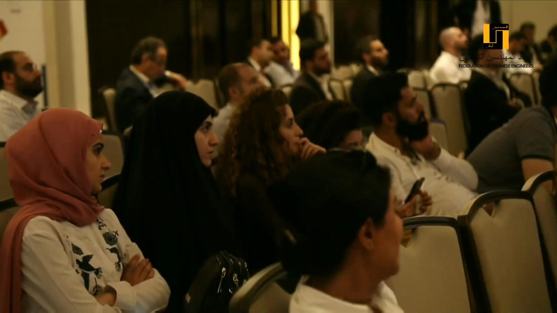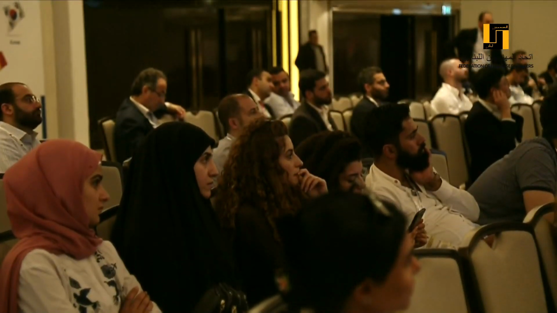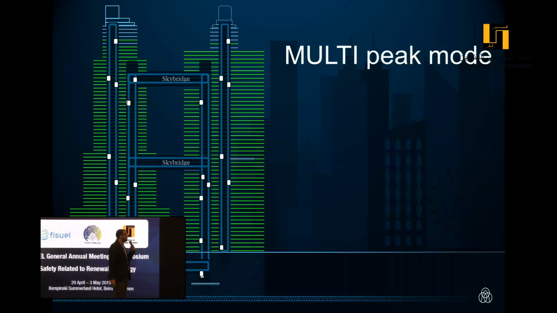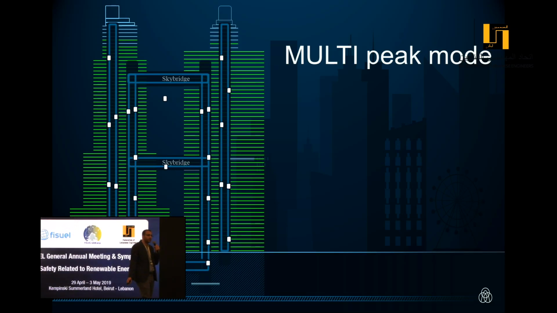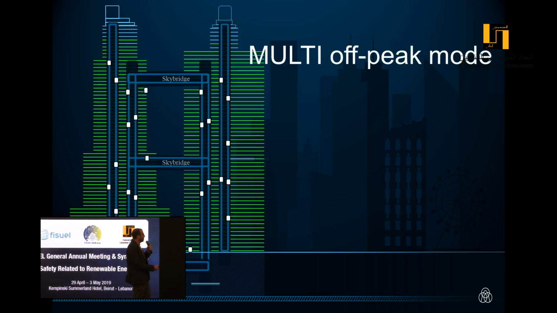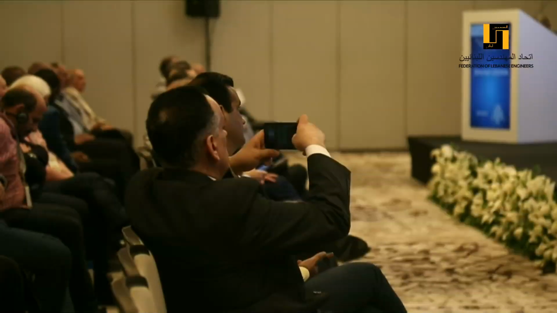Now here you can see in this animated slide how Multi can work. This is called the peak mode, since we are using all the cabins inside the building. But Multi can also work in off-peak mode. What if we do not require all the cabins to be used? In off-peak mode, several cabins which are not required are parked in several places in the building, and only the ones required are being used, as you can see in this animated picture also.